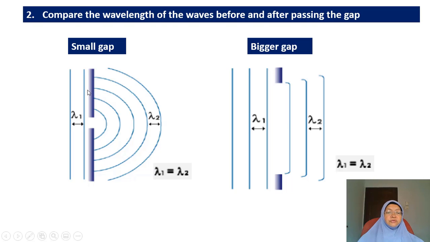So this is before, lambda 1, this is after. So from the small gap, we can see that lambda 1 equals lambda 2. Same with the bigger gap, lambda 1 equals lambda 2. So a conclusion, lambda before diffraction equals lambda after diffraction.